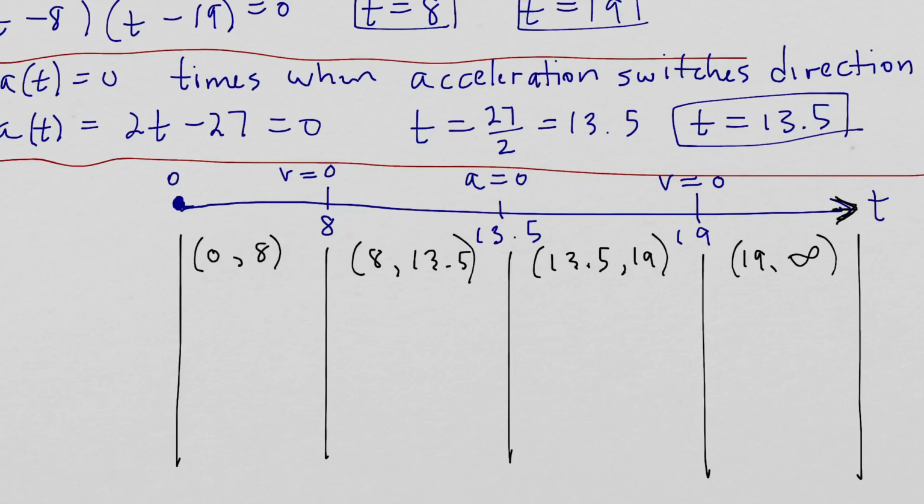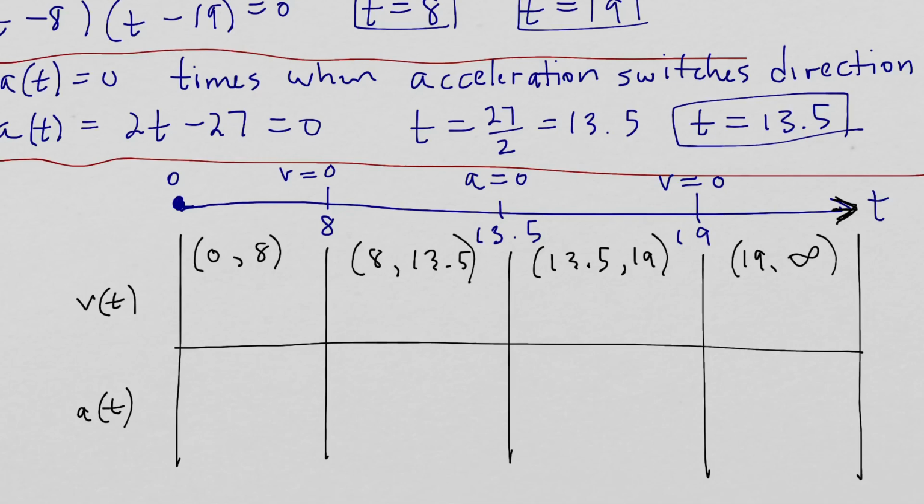All right, now I want to set up a sign table where I want the signs of my velocity and I want the signs of my acceleration so that I can compare them. So I can pick any number between 0 and 8 in the first interval and plug it into velocity, which I'm not going to take the time to do because you guys can do that, I'm sure. You just plug in any number between 0 and 8. Any number you choose, you'll find out that you're going to get a positive velocity.